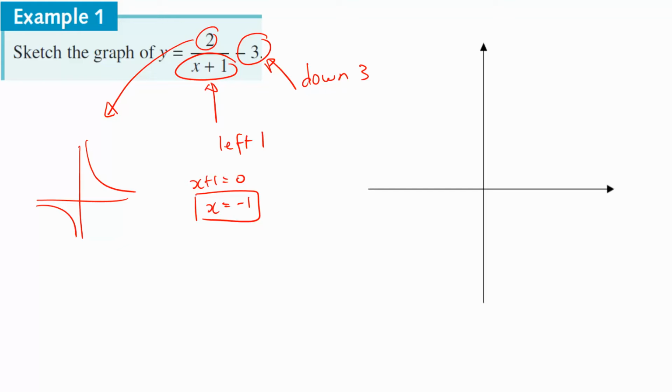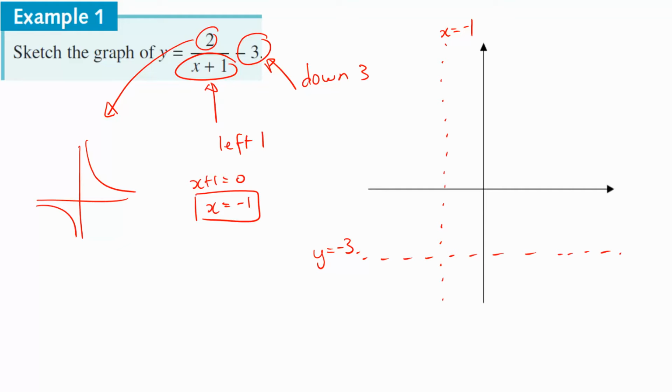It would be negative 1, negative 3. Good. So you've got an asymptote at x equals negative 1. Okay, that's your vertical asymptote. Your horizontal asymptote, you said down 3. So I'm going to do down 3. Draw your vertical... This is called y equals negative 3. These are your two asymptotes. That's what I wanted to see when you were sketching.